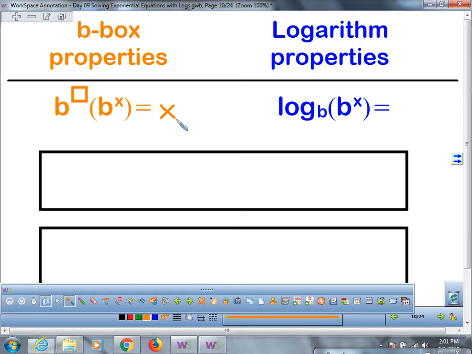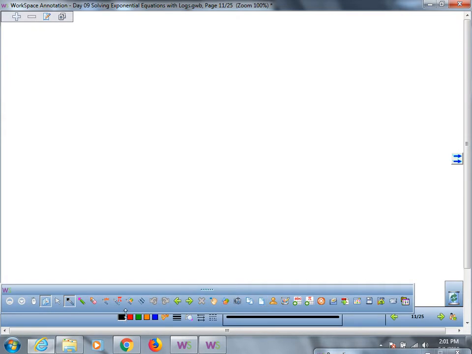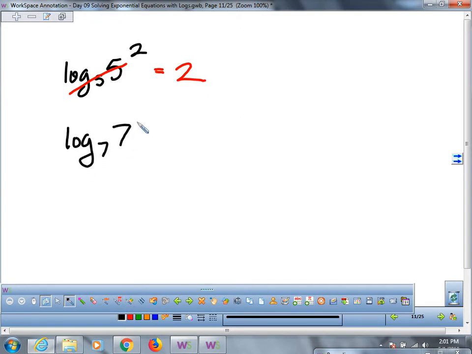Now let's put it in log form. B to the what makes b to the x? X. Here's your first property. When your base and the number are the same, it just equals the exponent. Okay? So let's play with that a little bit. So it's always going to be true. So if I have log base 5 of 5 to the 2, I have just 2. Log base 7 of 7 to the x equals x.